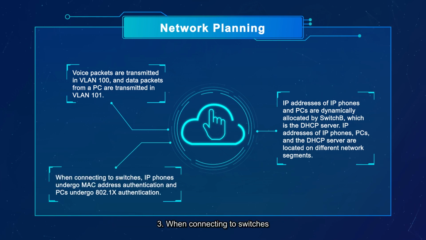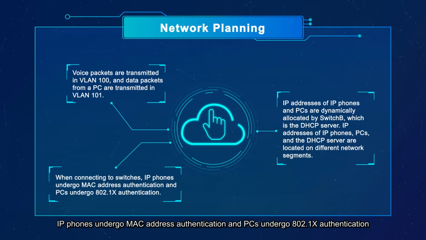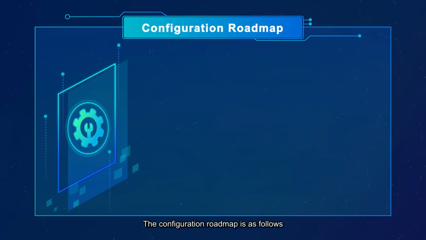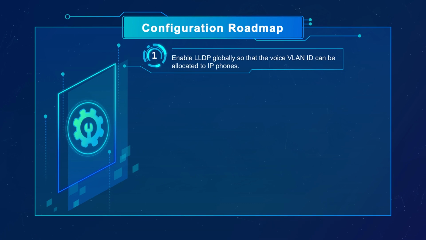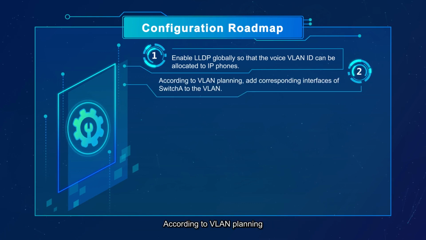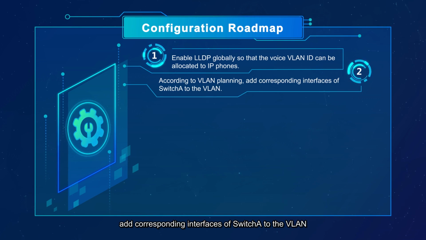When connecting to switches, IP phones undergo MAC address authentication, and PCs undergo 802.1x authentication. The configuration roadmap is as follows. Enable LLDP globally so that the voice VLAN ID can be allocated to IP phones. According to VLAN planning, add corresponding interfaces of SwitchA to the VLAN.